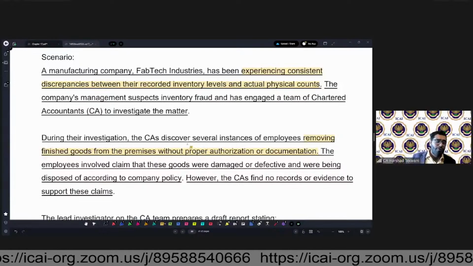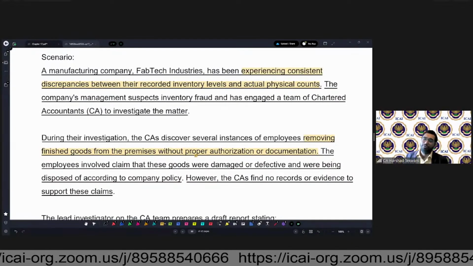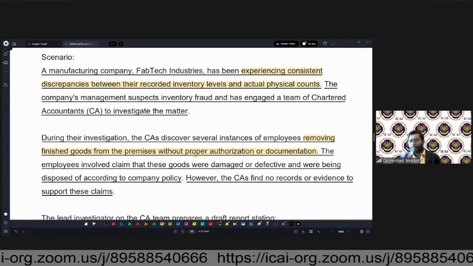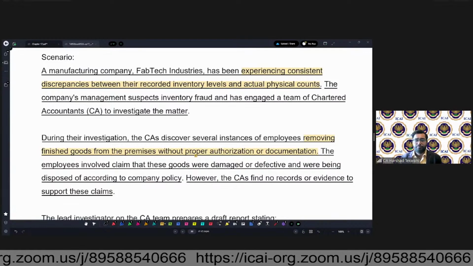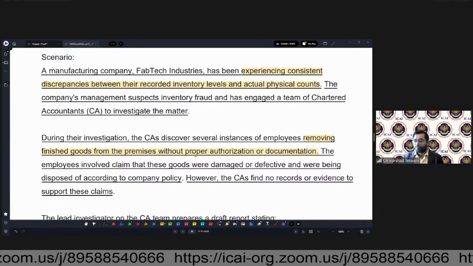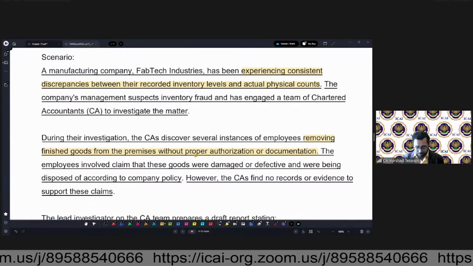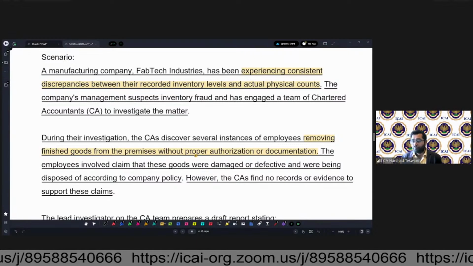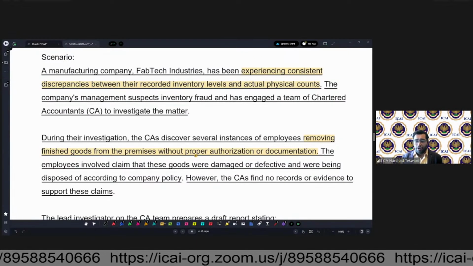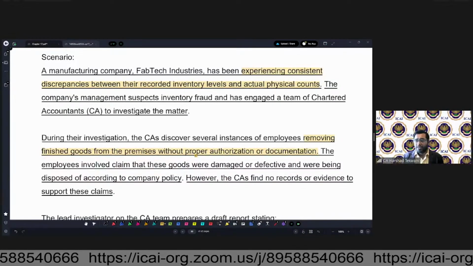What kind of inventory fraud could happen here? Could you give some examples? What kind of inventory fraud can be considered here?